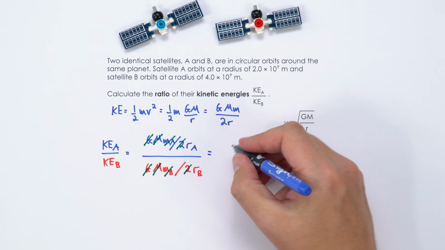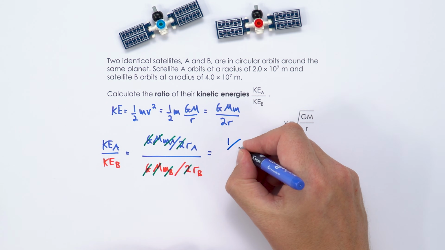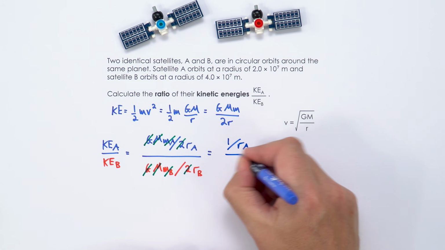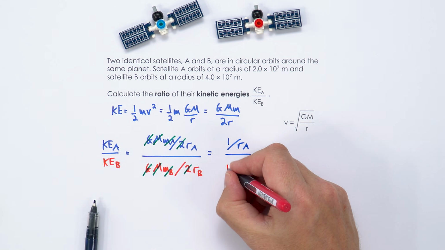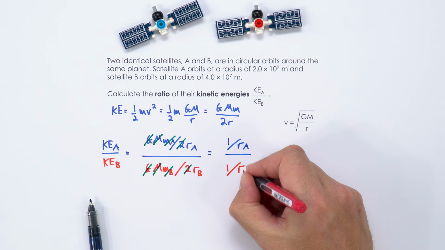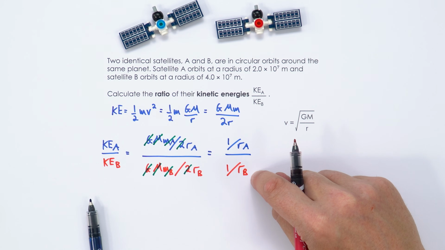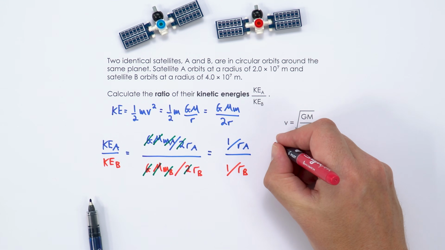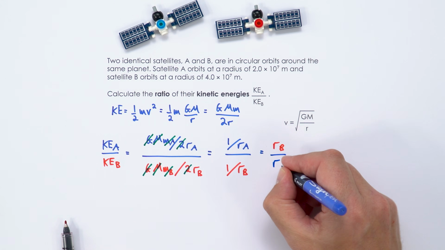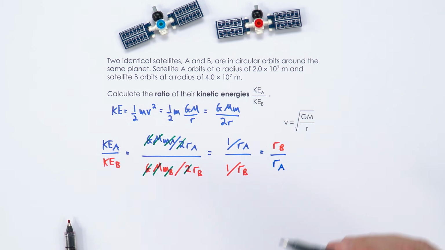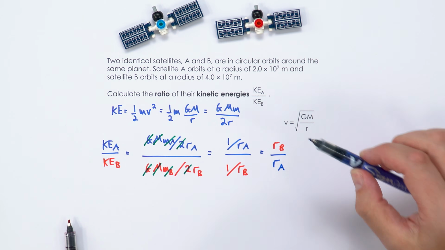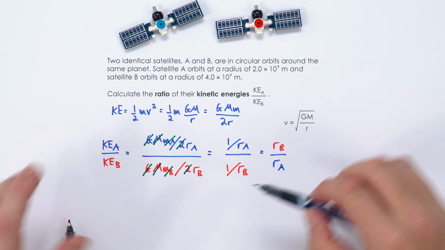Now that's starting to look a bit messy. So we could also write this as 1 over rA divided by 1 over rB. And of course, if you've got 1 over something divided by 1 over something else, that's the same as rB over rA. So to work out the ratio of the kinetic energies, we simply need to know the different radii.